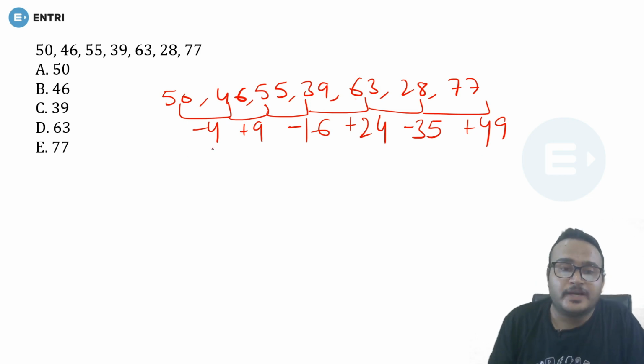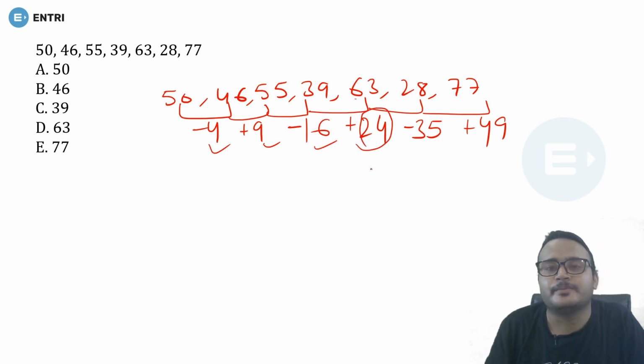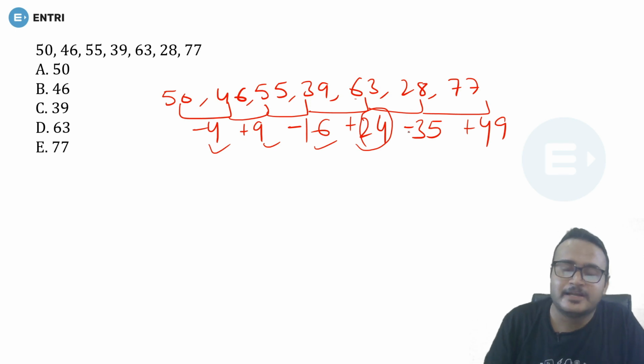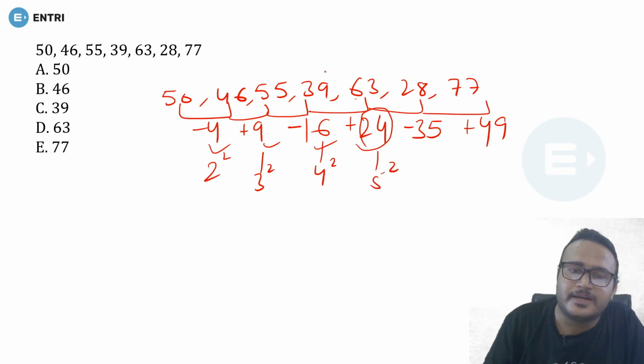Okay guys, so you can see this is the square of something, this is the square of something, this is the square of something, but this is not the square of something. Plus, minus, plus, minus, plus, minus, plus, this is all correct, but the numbers are not correct. Here 2 square is written, here 3 square is written, here 4 square is written, so here must be 5 square rather than 24. So guys, 39 plus 25 is what?